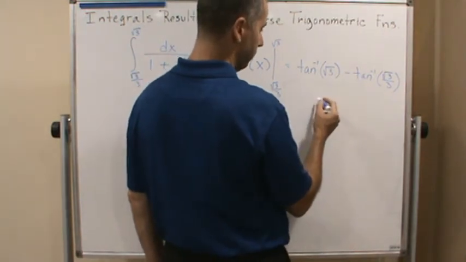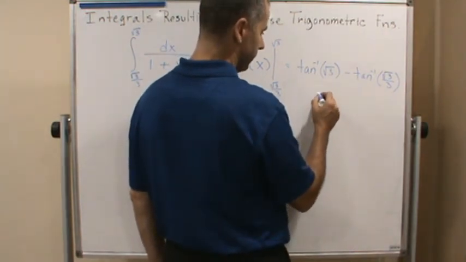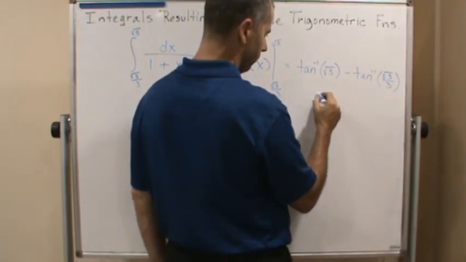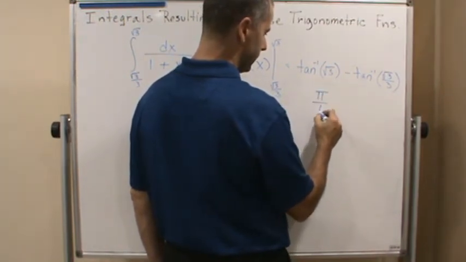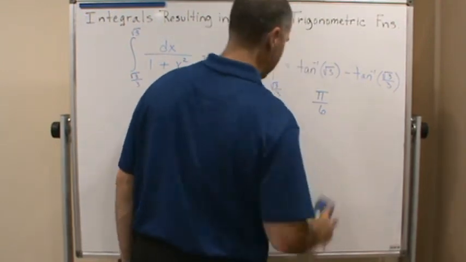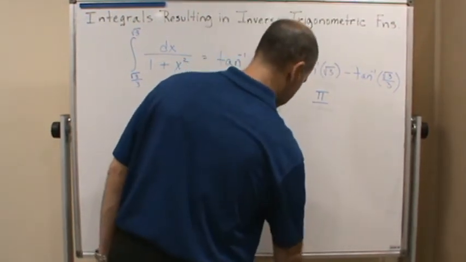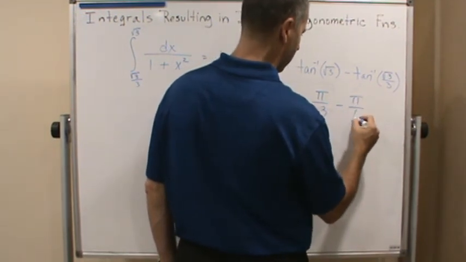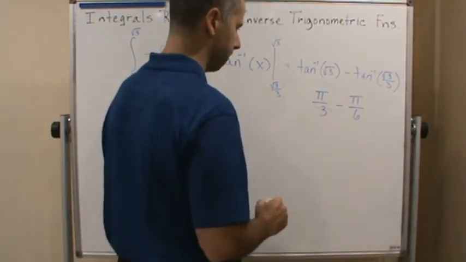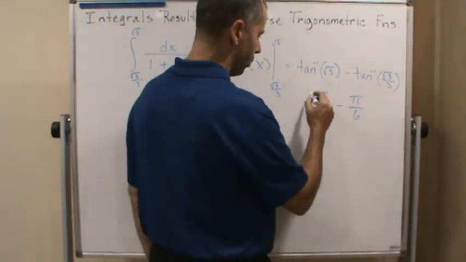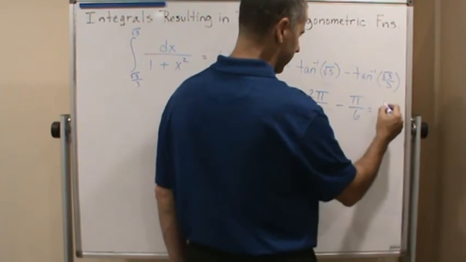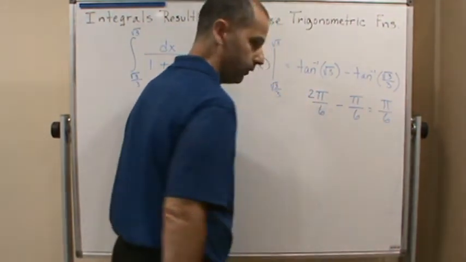So this is going to be what? This is going to be pi over 3 minus pi over 6. And so if we change this to a common denominator, we get pi over 6.